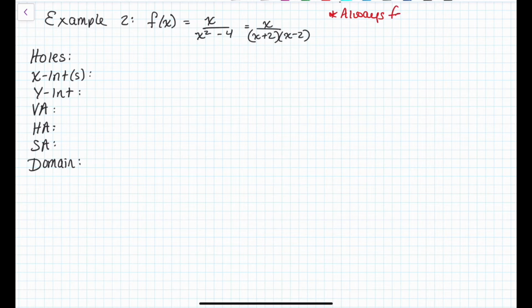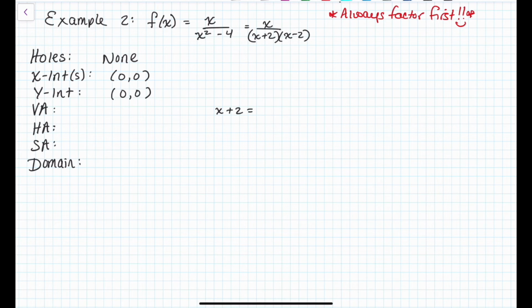So we always want to factor first. So in this case, again, we don't have any holes in the function because we don't have any factors that are crossing out on the top and the bottom. We do have x-intercepts, so setting the numerator equal to 0, that's pretty easy. We just get x equals 0, so (0, 0). Our y-intercept, plug in 0 for x, and we get 0 in the numerator, so we get 0.